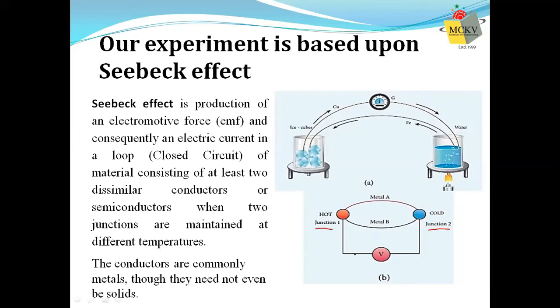So there are two criteria for the EMF to be generated. The first criteria is the metals must be different. If you join two similar metals, no EMF would be generated. I'll explain in a moment why. And the second point is, if you are joining two different metals at the junctions, you have to maintain a temperature difference in order to induce a voltage. So the second criteria for inducing an EMF is to maintain a temperature difference.